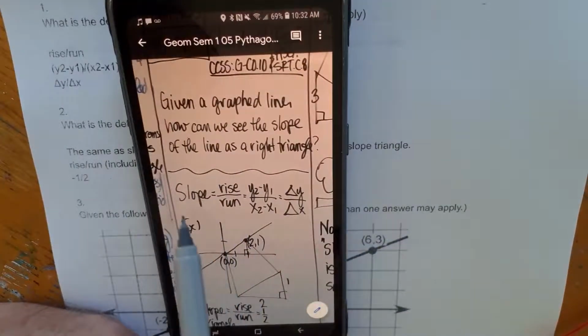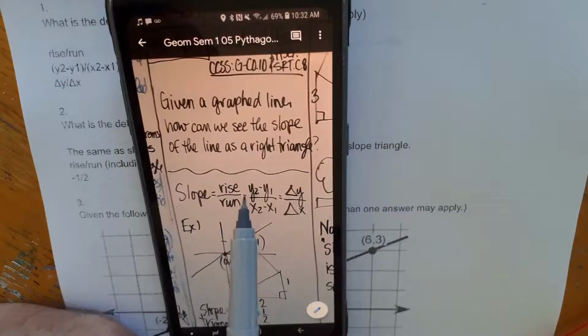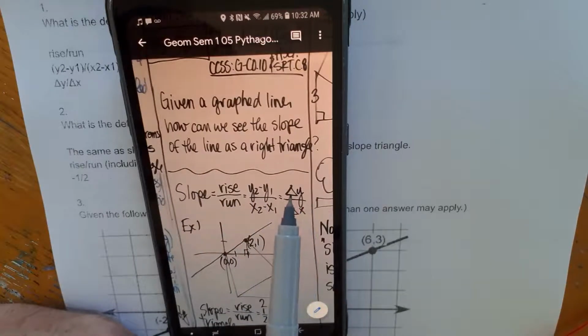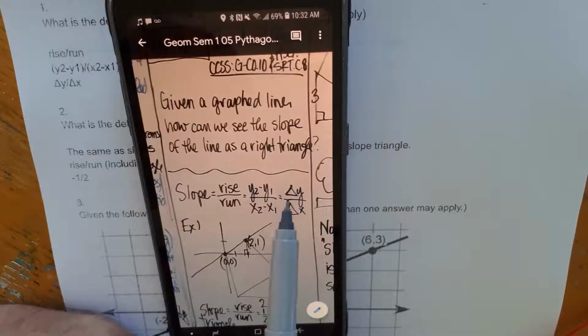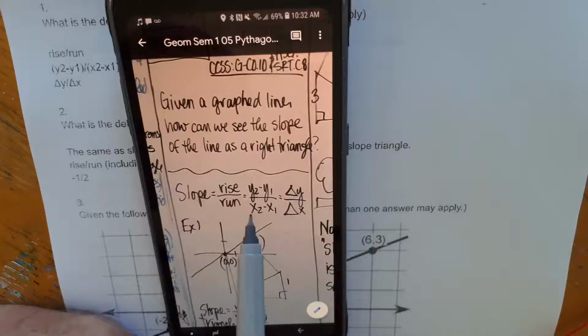Alright, let's go through them briefly. What is slope? Rise over run. It's also y2 minus y1 over x2 minus x1. It's also delta y over delta x. Delta means change in. So the change in y is what you get when you subtract y2 minus y1. You get the difference, the change in y. And change in x would be x2 minus x1 is what this means.